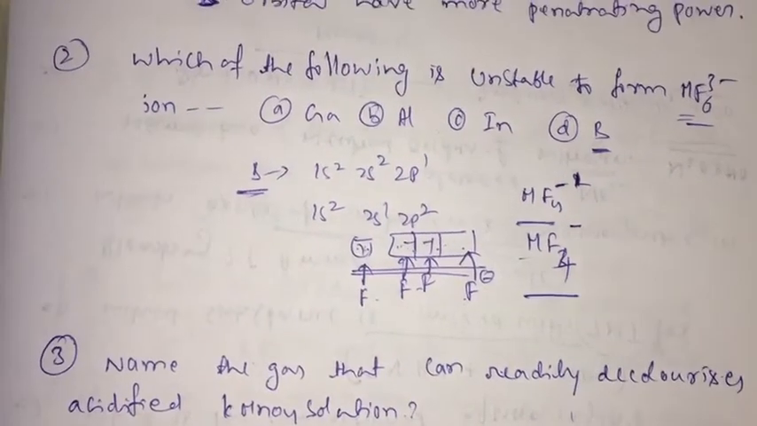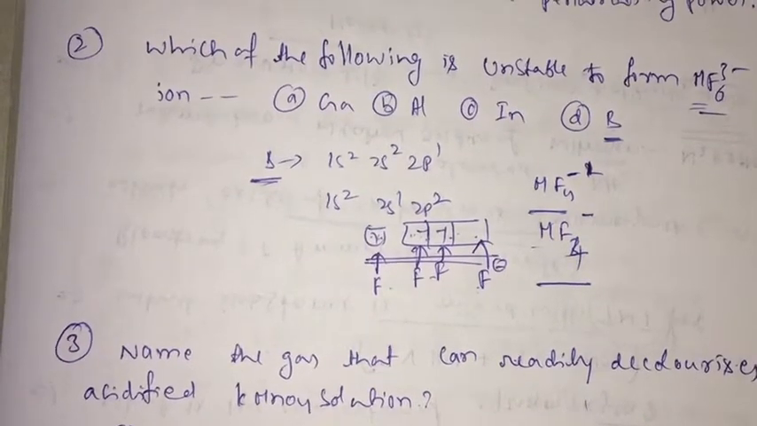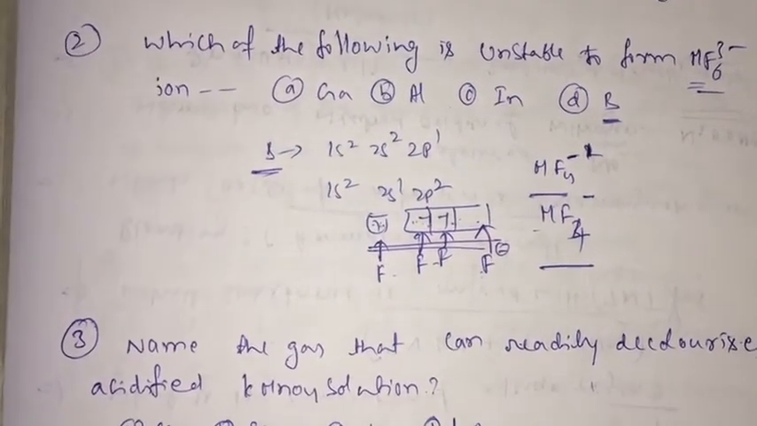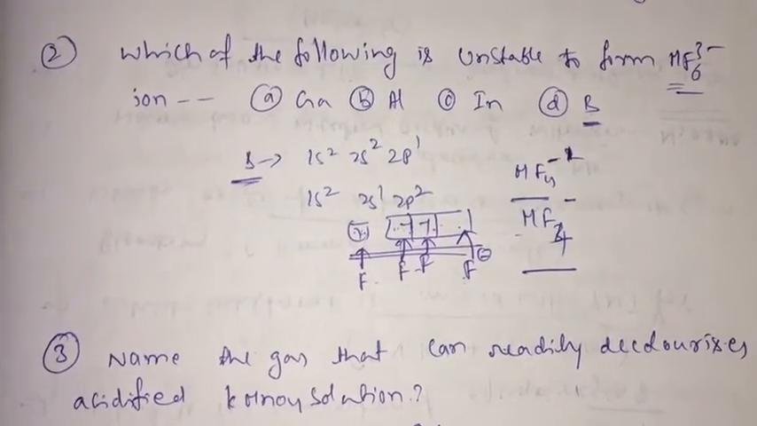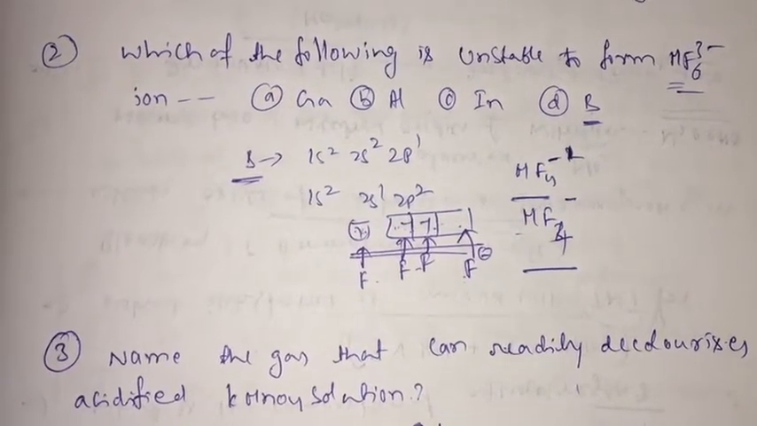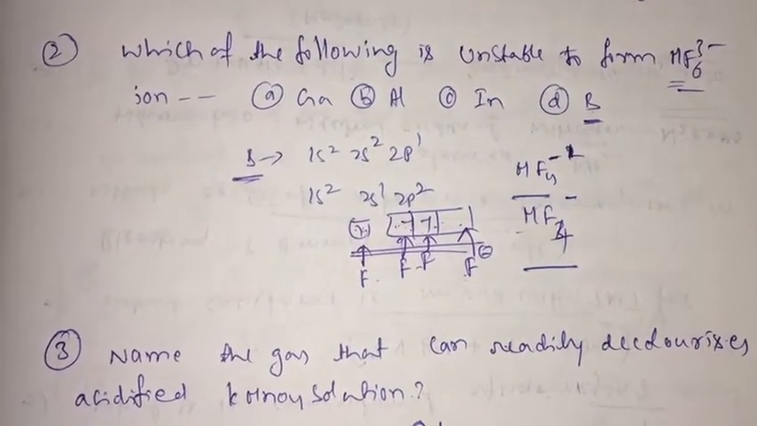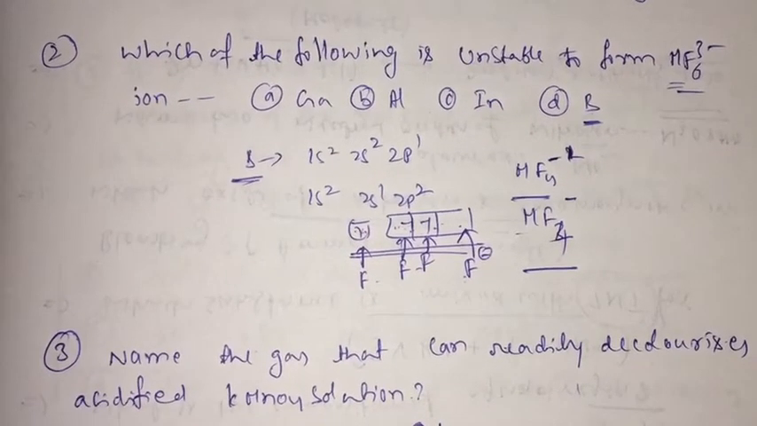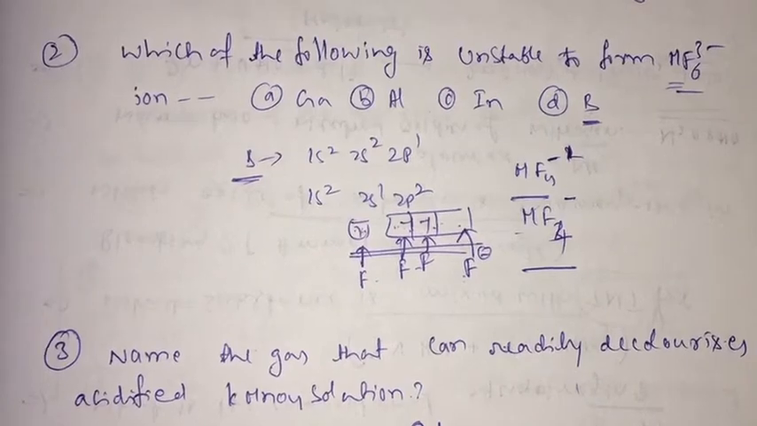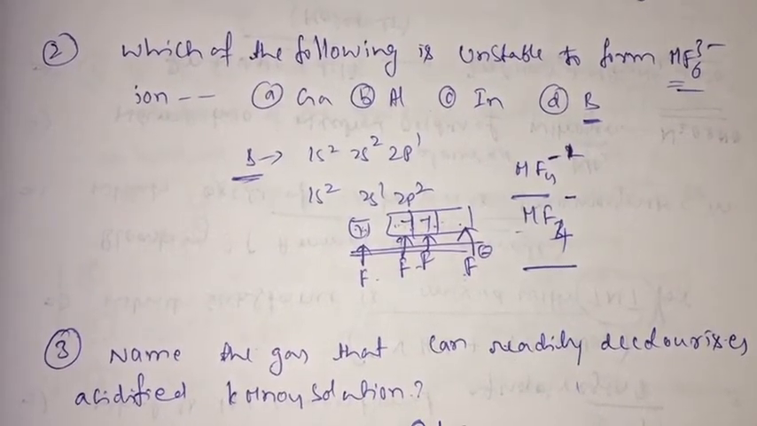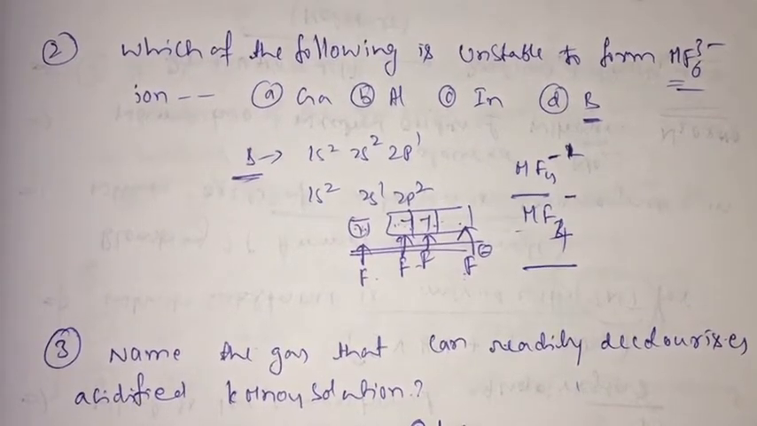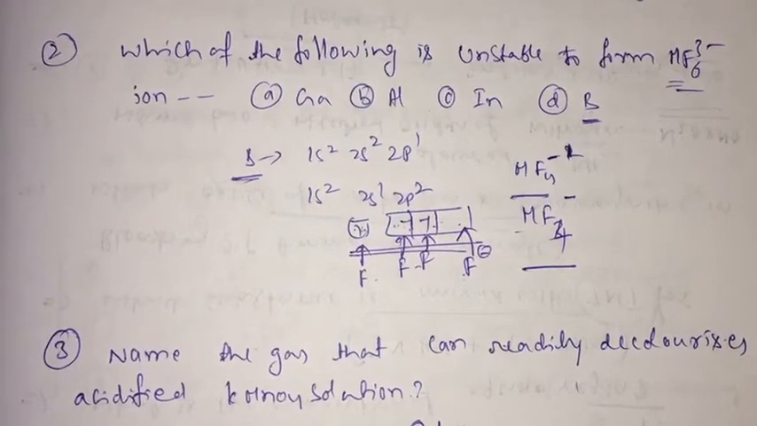Which electron? A 4p1 electron is strongly attracted towards the nucleus by opposing the d orbital shielding effect. Now the next question: which of the following is unstable to form MF6 3- ion? The options are gallium, aluminum, indium and boron. Here boron is 1s2 2s2 2p1, and in the excited state 1s2 2s1 2p2. In this case, boron can form only BF4 minus. Why? Because the electrons only enter into the p orbital. Maximum it can form 4 bonds with the 4 fluorines. There is no chance to get MF6 3-.